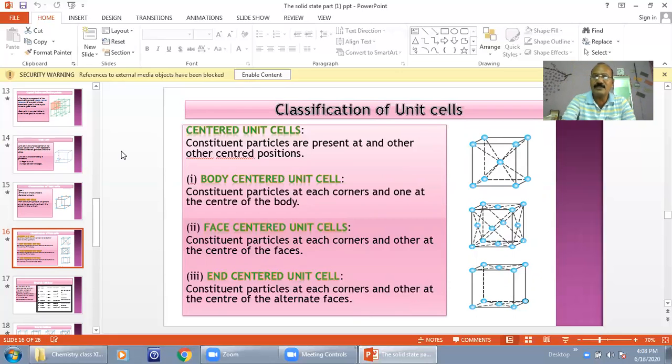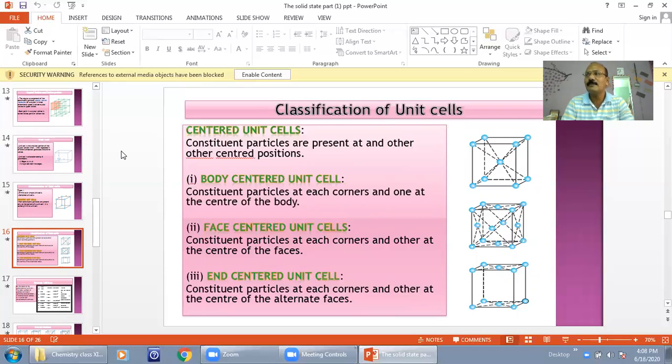So top face, back face, left face, then that is the right face, upper and lower. In this way, 6 faces are there. 6 points are present at the 6 faces, but only half of the point is looking to you. Hence, 1 plus 6 into 1 by 2.